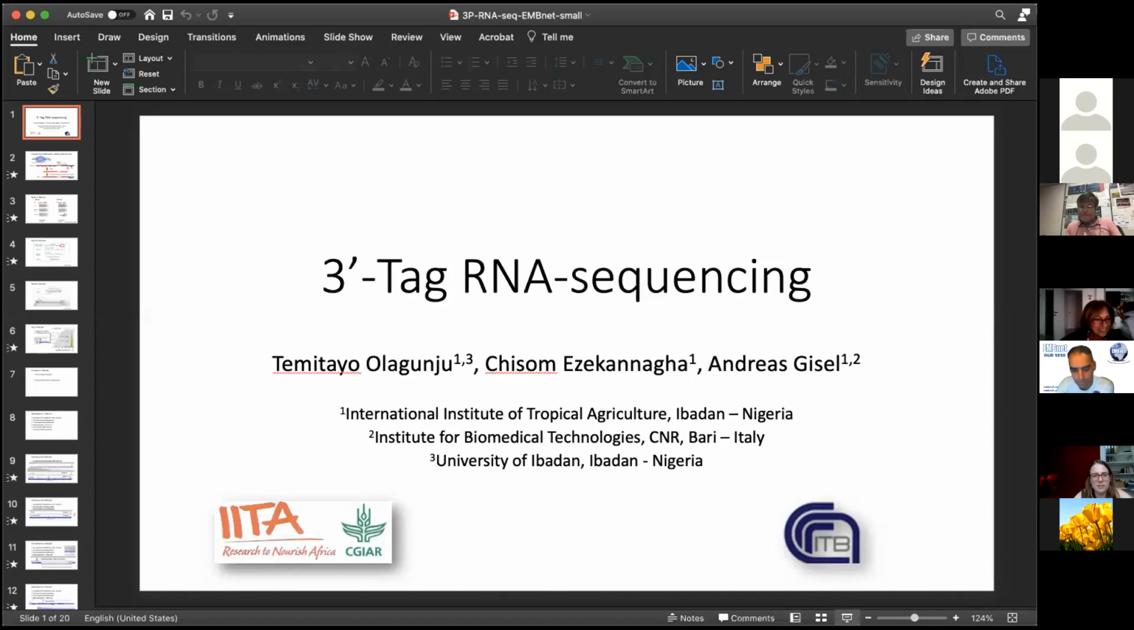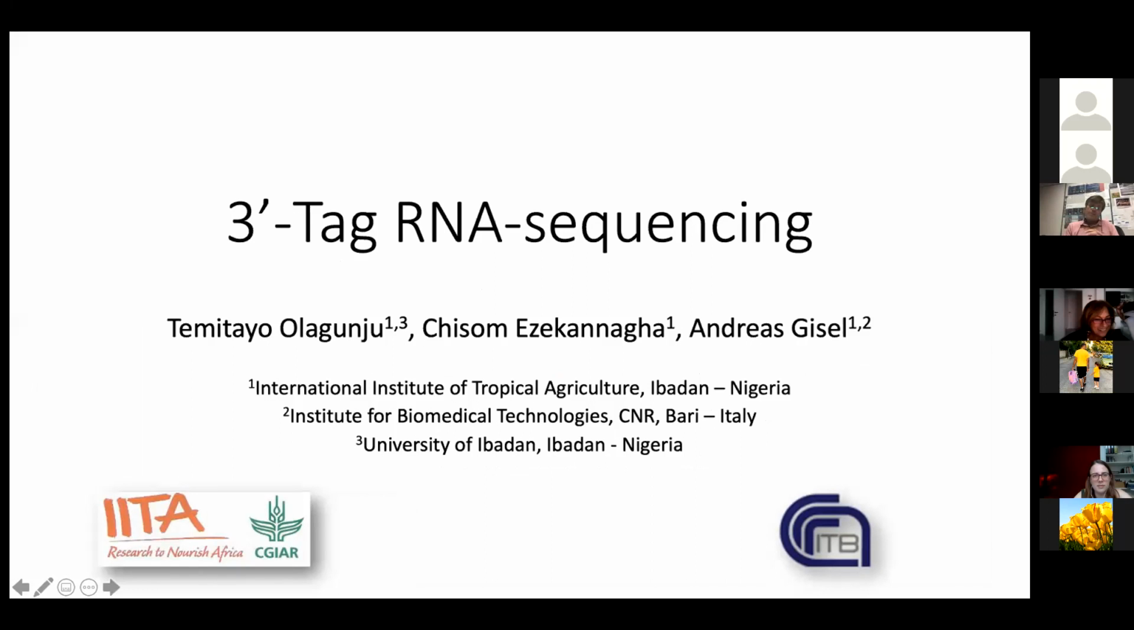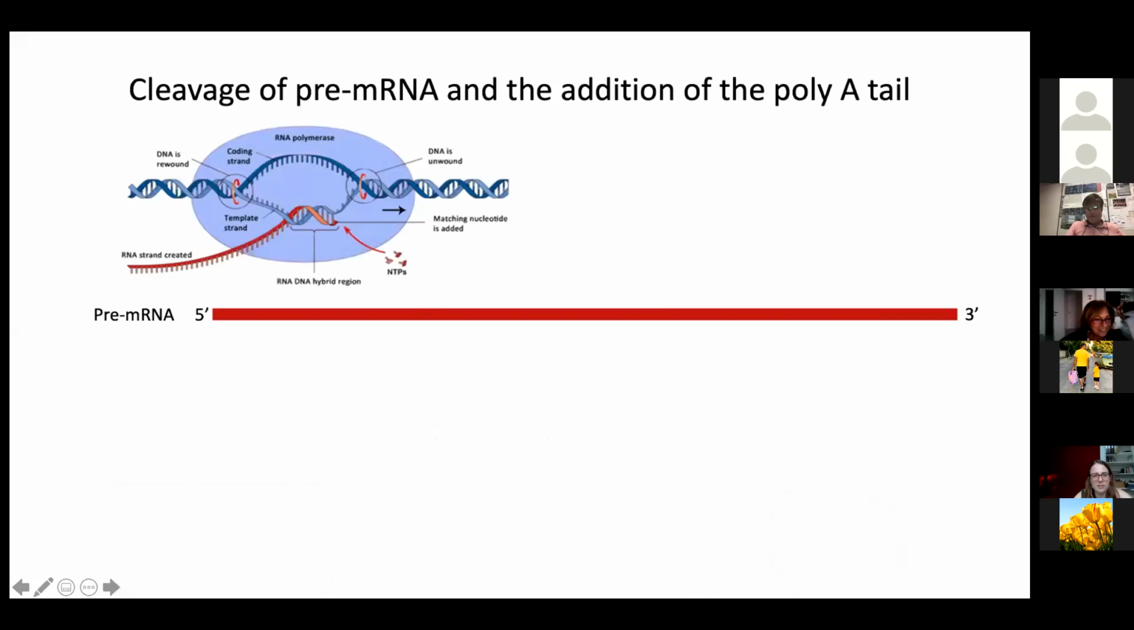Thanks to EMBnet that I can present a small project I started some time ago with my students at IITA. This is to use the 3' tag RNA sequencing for gene expression study. The reason why we did this is actually very simple. Since we are working with a small budget and have a lot of RNA sequencing to do, we were looking for a cheaper version of gene expression studies, and we popped onto this 3' tag RNA sequencing.